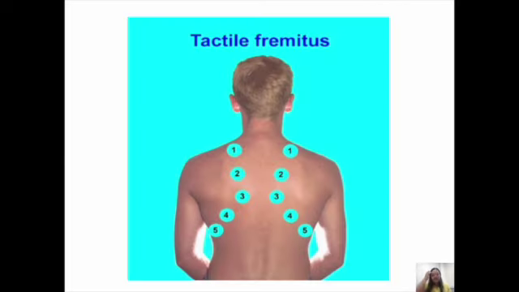These are the points for tactile fremitus, and although we're not requiring you to demonstrate this for your lab midterm, I do want you to know what tactile fremitus is for your exam. So for tactile fremitus, you're using these 5 points and going bilaterally down the back and around the scapular edge to the base of the lung fields.